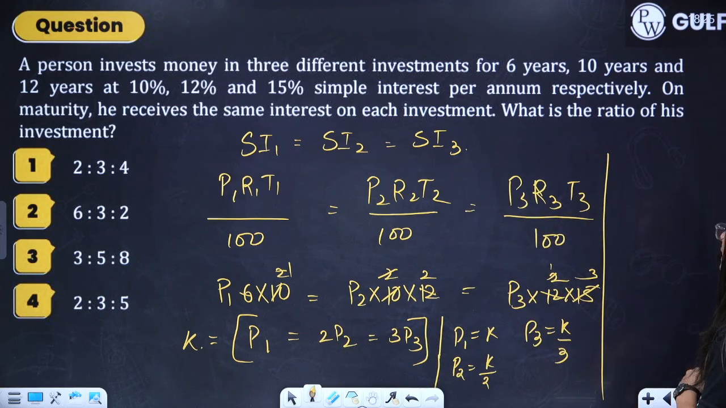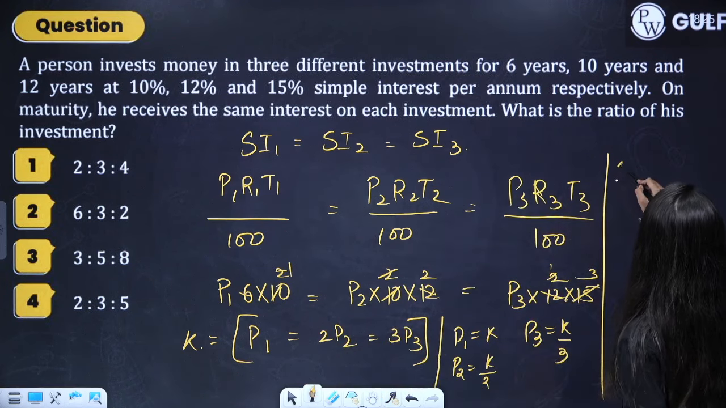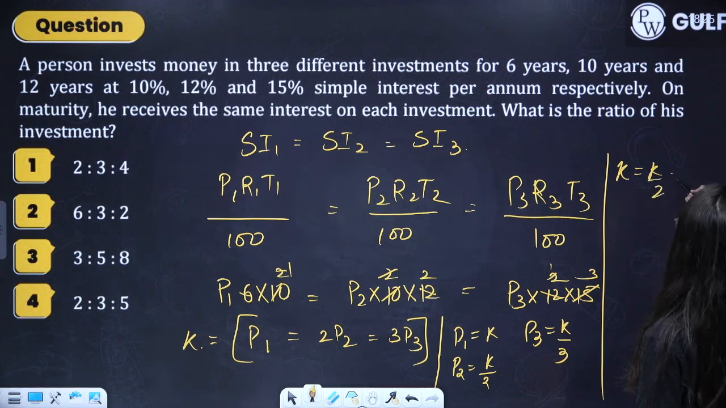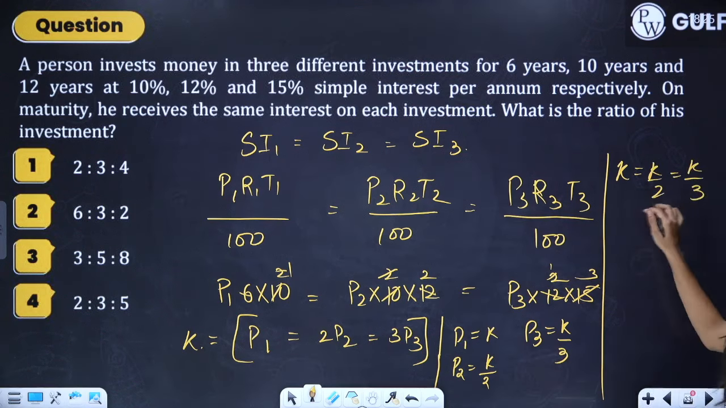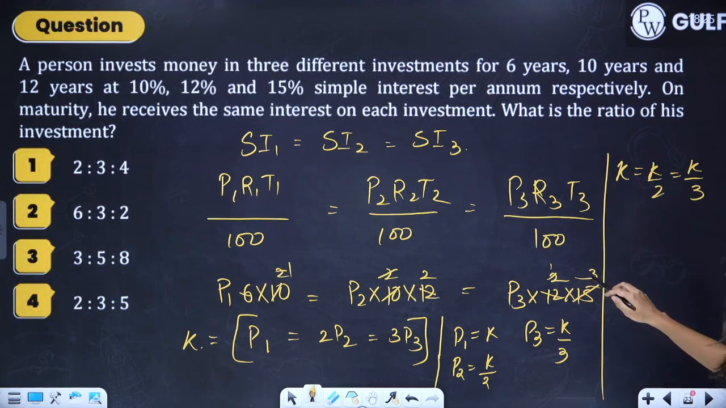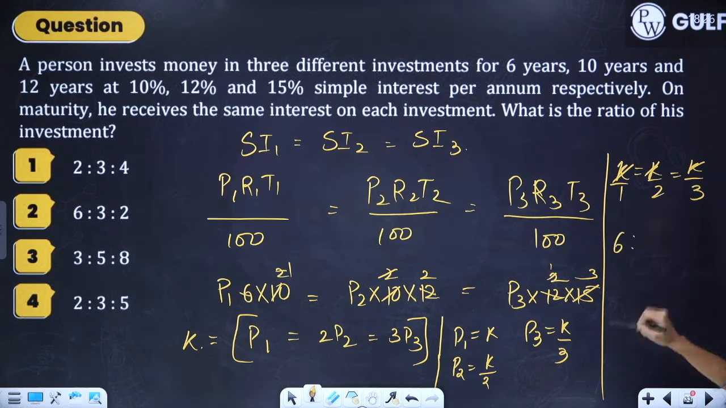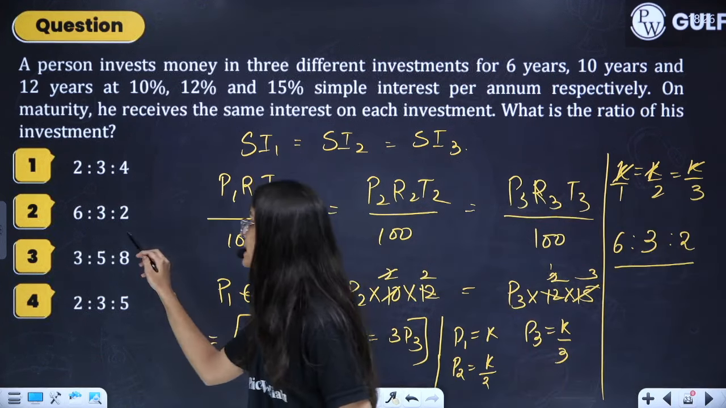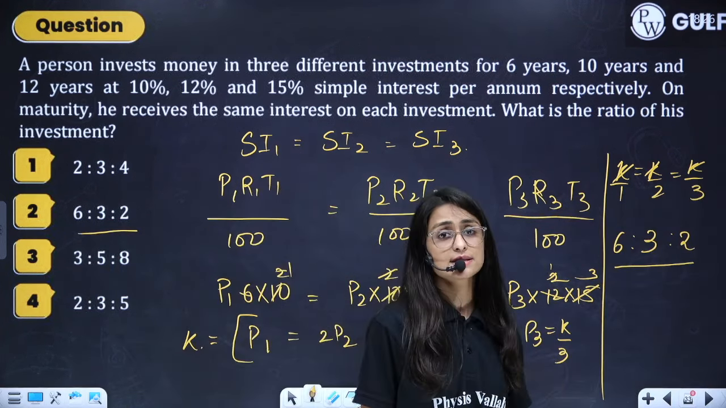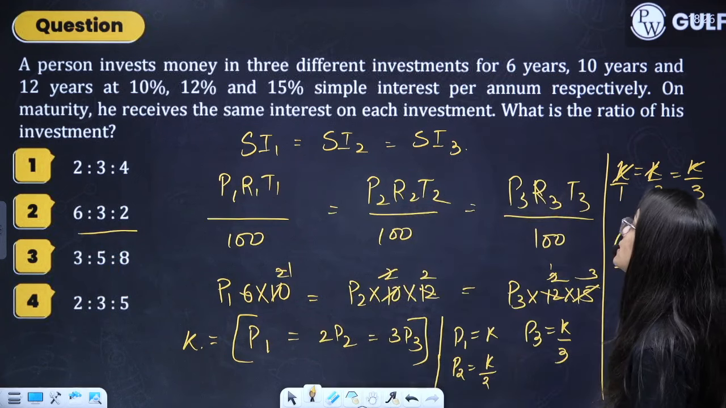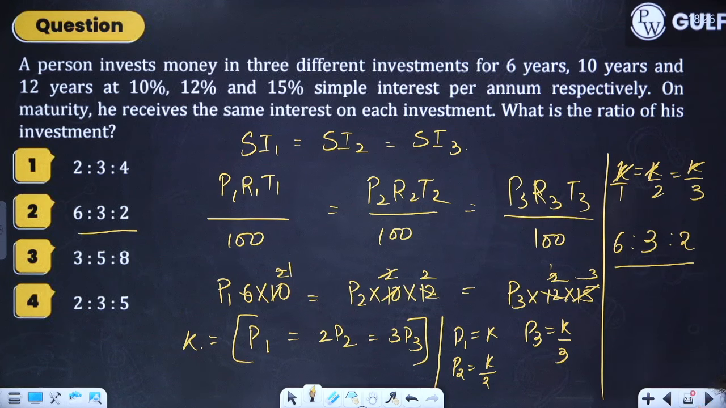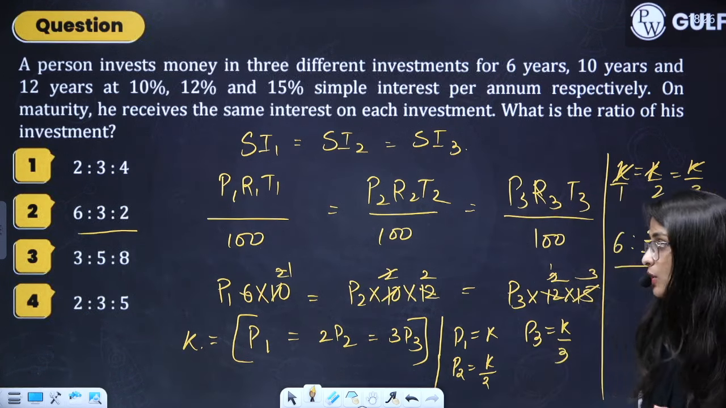Now equating them all together, K is equal to K by 2 is equal to K by 3. I need to find the LCM. LCM is 6. So I'll knock off these K's and I'll be getting 6, 3, 2. Okay, 6 is to 3 is to 2. So here option number B will be my obtained ratio. 6 is to 3 is to 2 will be the ratios between all the three investments.